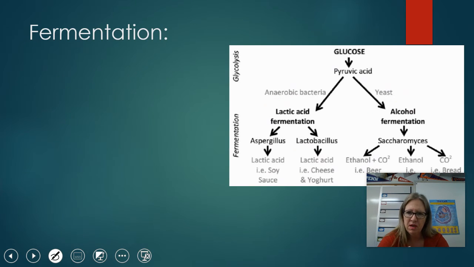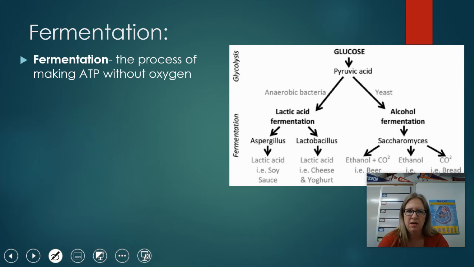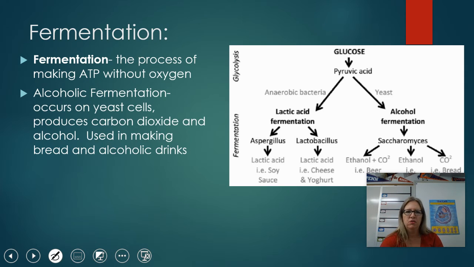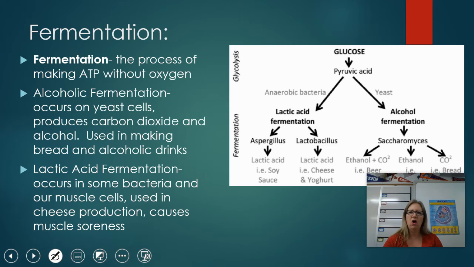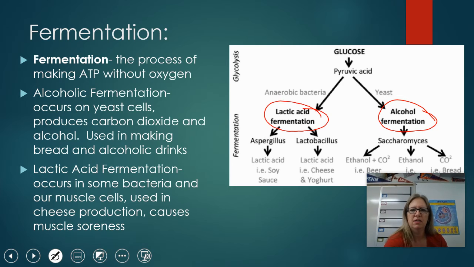Okay, some cells have to produce energy without oxygen. That's a process known as fermentation. It's similar to cellular respiration, but they can do the whole thing without oxygen. And there's two types here. There's alcoholic fermentation, which we see over here. I know this chart's a little complicated. And then there's lactic acid fermentation, okay?